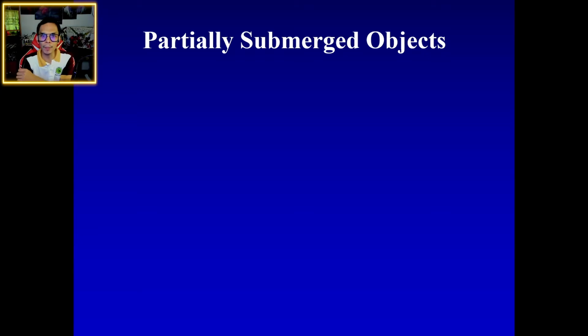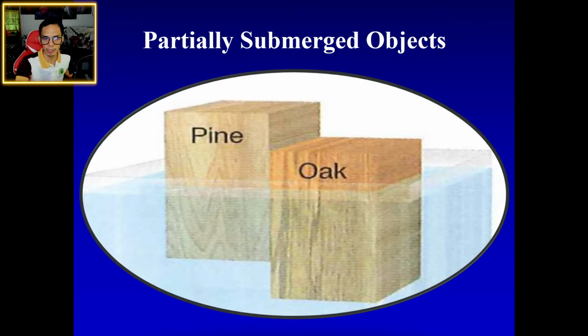So these are partially submerged objects. When we talk about partially submerged objects, just like the pine wood and the oak wood that you have right here, these are partially submerged objects because one part of these objects is submerged beneath the water and some parts are on the surface of the water. Hence, they are called partially submerged objects.